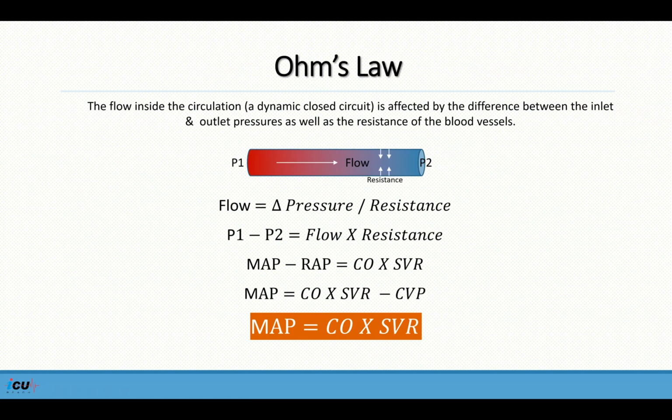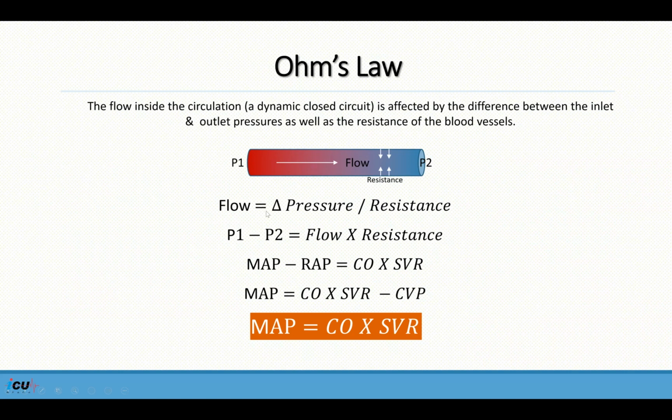The third principle that you need to know is Ohm's law, which dictates the flow inside a dynamic closed circuit. And the circulatory system is very similar to a dynamic closed circuit. The flow is affected with, number one, the difference between the inlet pressure, which is P1, and the outlet pressure, which is P2. In addition, it is related inversely to the resistance. The higher the resistance, the lower the flow.